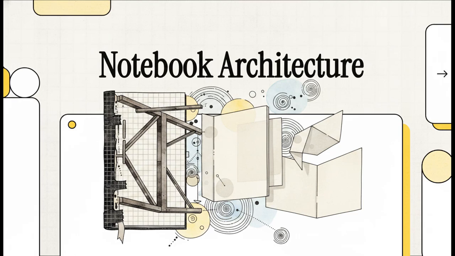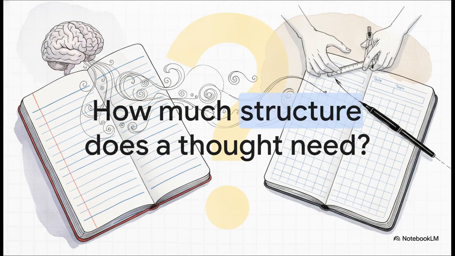Welcome to This Explainer. Today, we're doing something a bit different. We're going to deconstruct the minimalist architecture of a completely everyday object, a simple, blank composition notebook. You know, we take these things totally for granted, right? But I promise you, by the end of this, you'll never look at a blank page the exact same way again. So let's just dive right in.